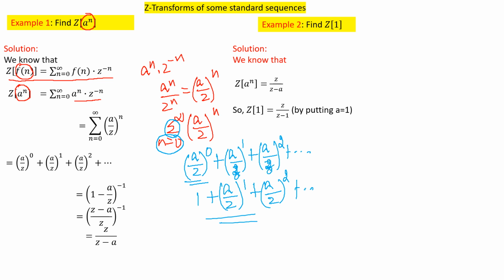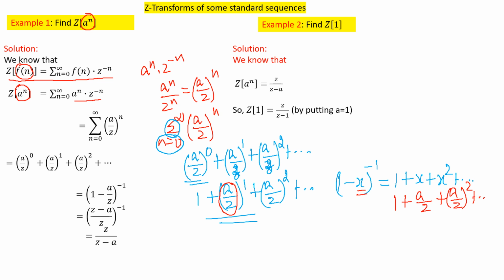Okay, so this is nothing but in the form of (1 minus x) the whole power minus 1. This one we know is nothing but 1 plus x plus x power 2 plus up to infinity. So in place of x, we have a by z. If I write in this series, I have 1 plus a by z plus (a by z) the whole power 2 up to infinity. So this whole thing is nothing but (1 minus a by z) the whole power minus 1.